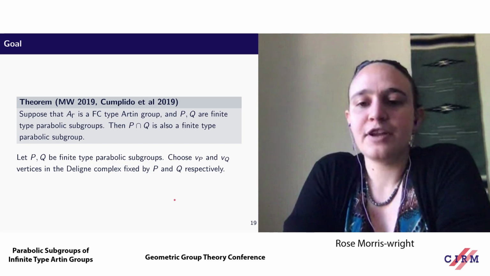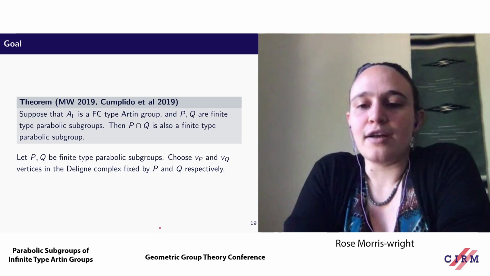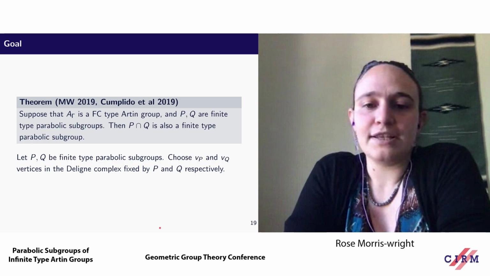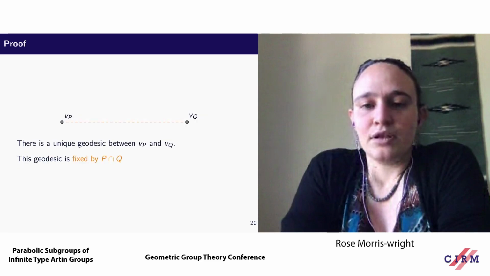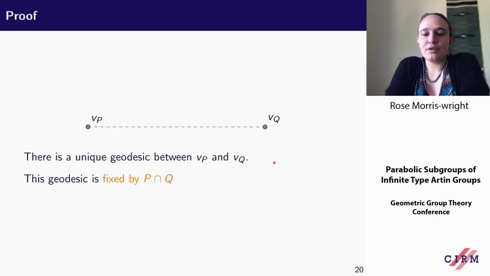So how do I do this proof? First, I'm going to choose VP and VQ to be vertices that are fixed by P and Q, so that the stabilizer of VP is equal to P, and the stabilizer of VQ is equal to Q. So here's my picture. I have VP and VQ. And because this complex is CAT(0), there's a unique geodesic between these two vertices. And this geodesic is fixed pointwise by the intersection of the parabolic subgroups.